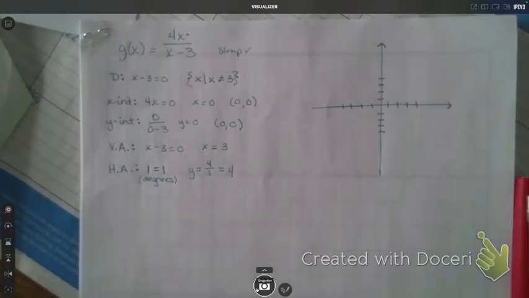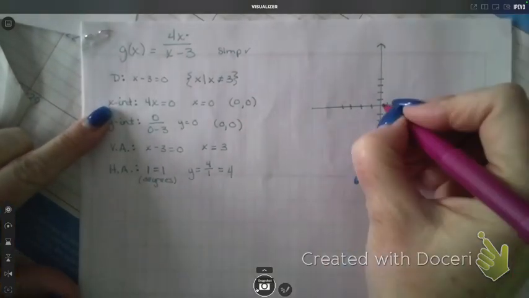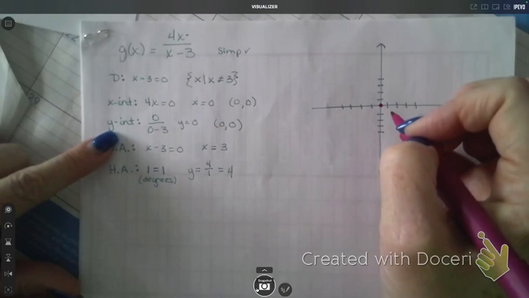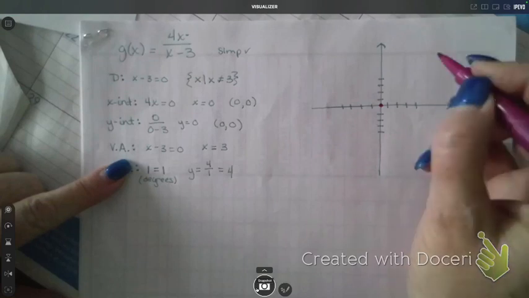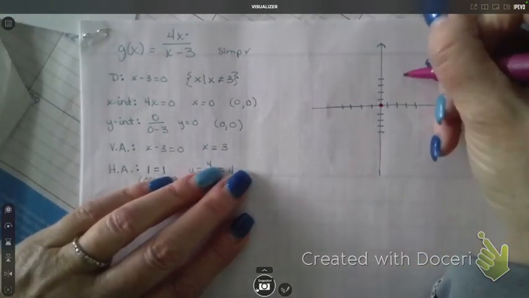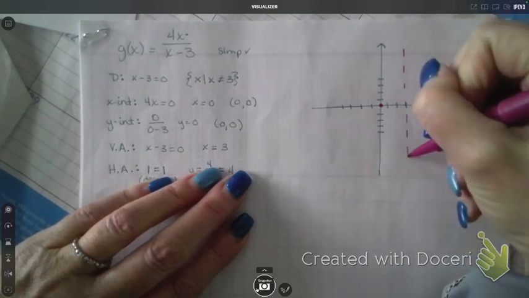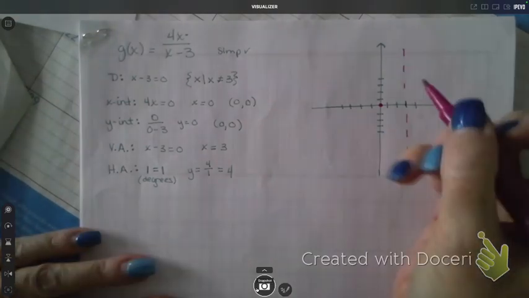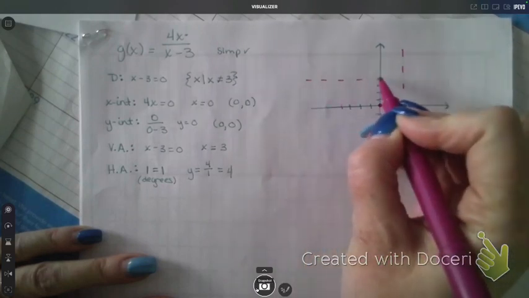Domain, I don't plot the domain, do I? Nope. X-intercept, 0, 0. So you put a dot at 0, 0. Y-intercept, 0, 0. So the same dot, right? Vertical asymptote, 3. So you come to 3 and make a dotted line at 3. Okay, and then the horizontal asymptote is at 4. So it's going to be a horizontal line, right? So you go to y equals 4.